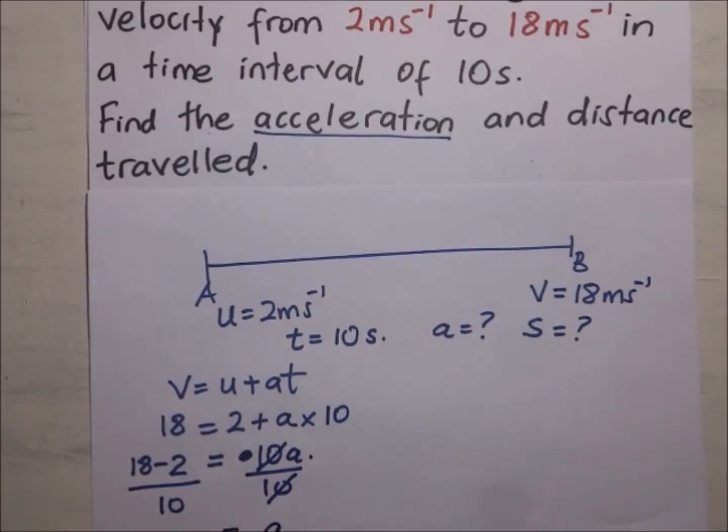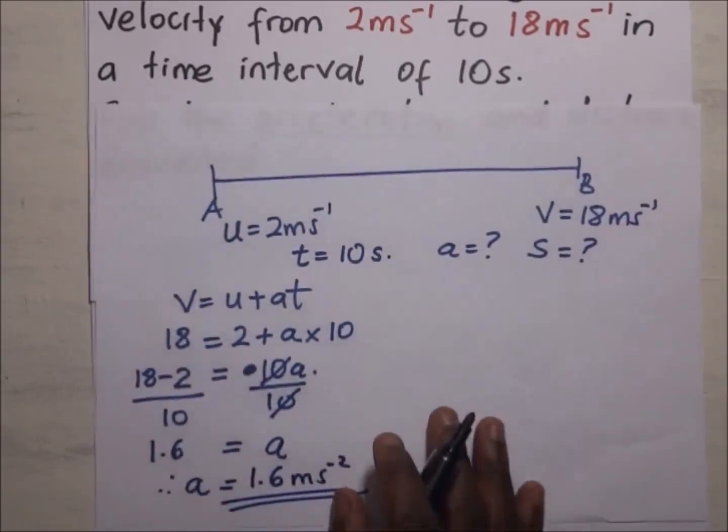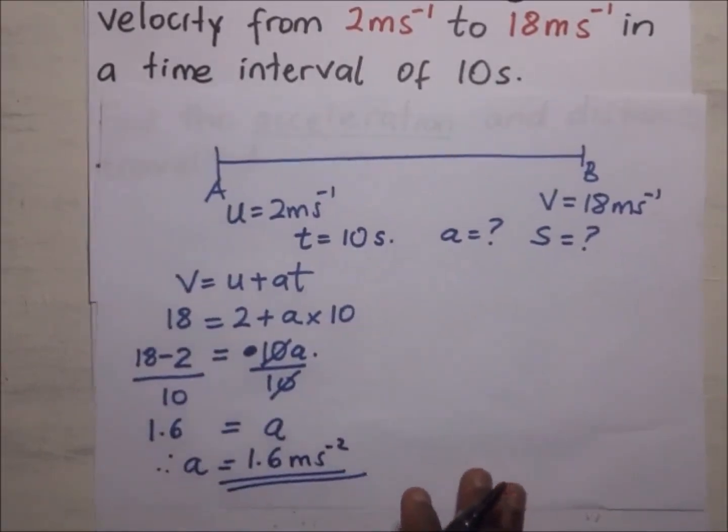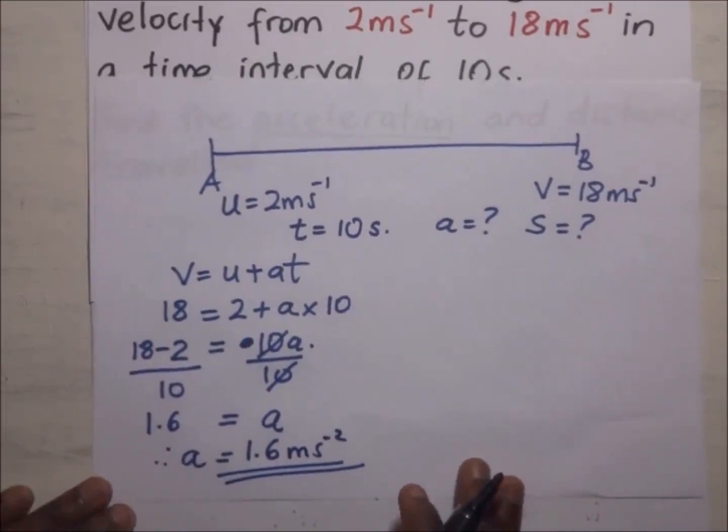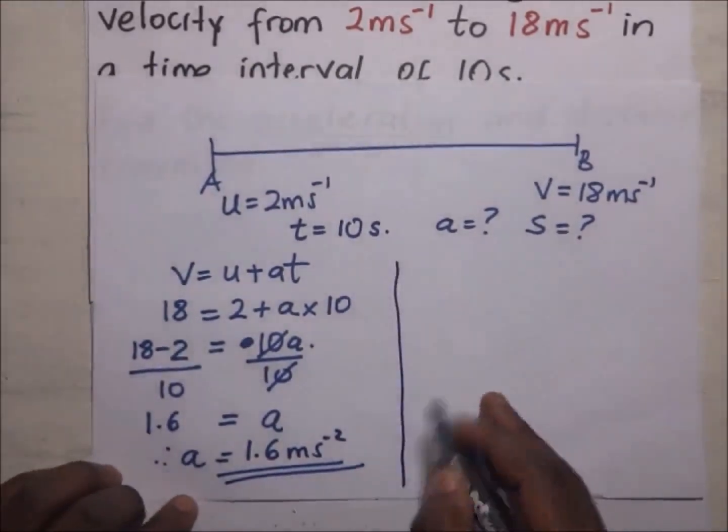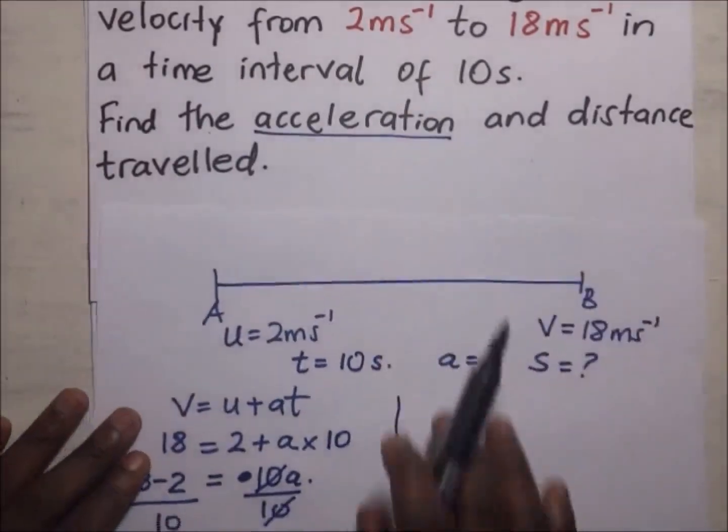You have your acceleration as 1.6. So therefore acceleration is 1.6 meters per second squared. That's the acceleration, according to the answer. Now after finding our acceleration, we can go ahead and find the distance traveled.